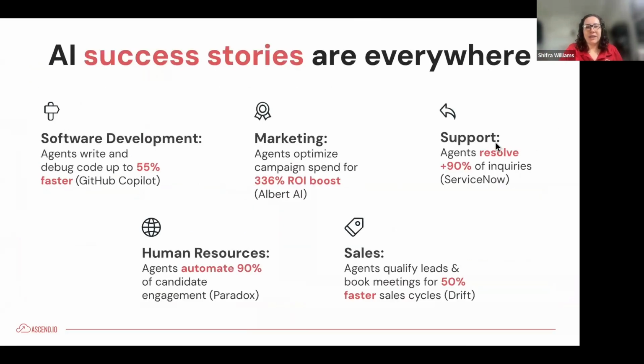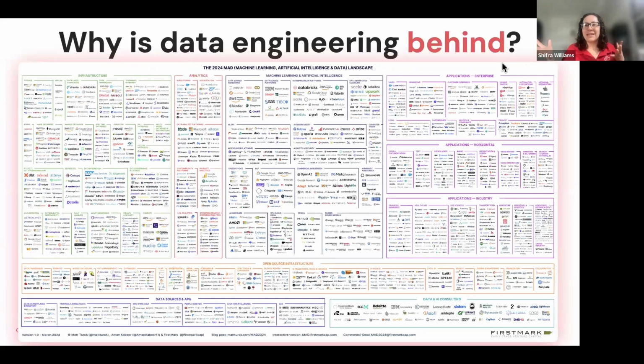And meanwhile, in other sectors, AI success stories are everywhere, right? We've got software engineers writing code up to 55% faster with agents. We've got marketing up over 300% in terms of ROI boosts. And all of this kind of begs the question of why is data engineering so far behind these other sectors?